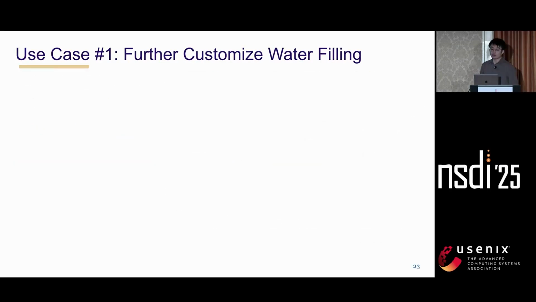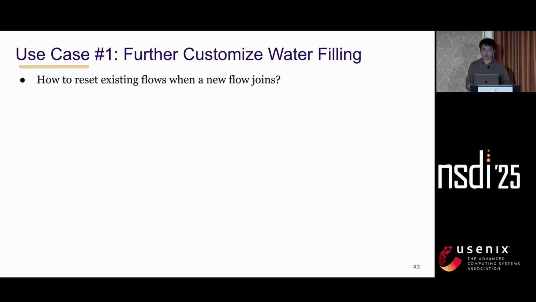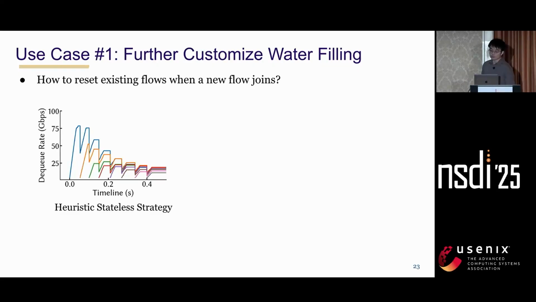Besides enabling new algorithms, SCR can support fine-tuning one specific algorithm, for example, water filling. Water filling has a bunch of design knobs. Here we consider one design choice. How can we reset existing flows when a new flow joins? Here we dump out the traces from real workload. X-axis is timeline, Y-axis is decay rate, and each color represents one flow.